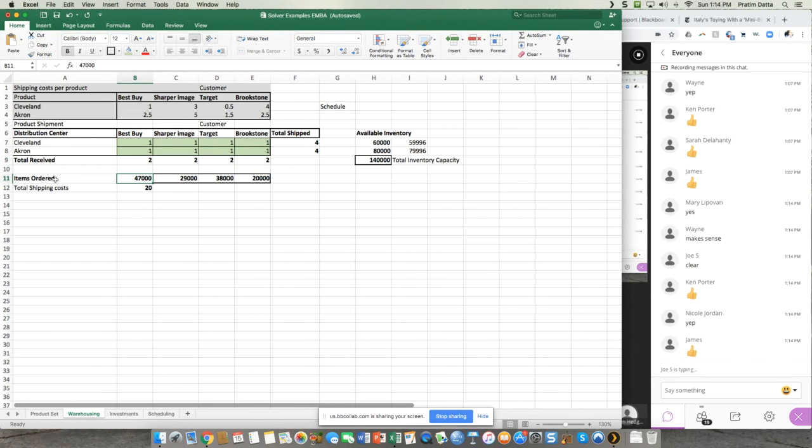Now, we now know this is the order structure. This comes from companies, right? This is what they demand. This is what their contract is with you. Best Buy wants 47,000 items every quarter. Sharper Image wants 29,000 items every quarter. Target wants 38,000 items every quarter. And Brookstone wants 20,000 items every quarter.